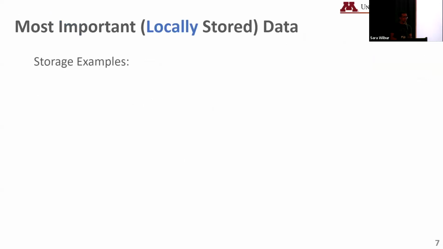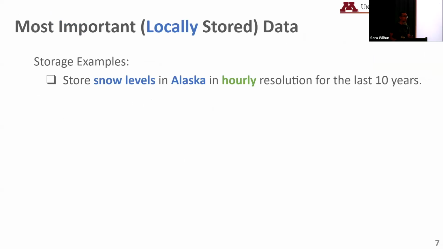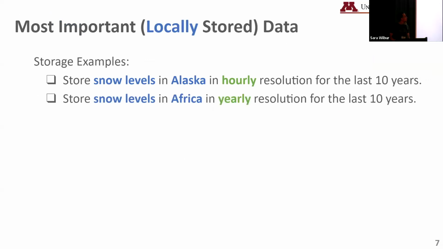The most important data comes in different examples. For instance, if I'm talking about the snow level, storing the snow level for Alaska should be in the highest resolution because this is somewhat an important variable. So we should store it in the highest resolution, hourly. However, if we're talking also about snow level in Africa, this is less important. So it does make sense to store it in the lowest resolution, which is yearly in this case.